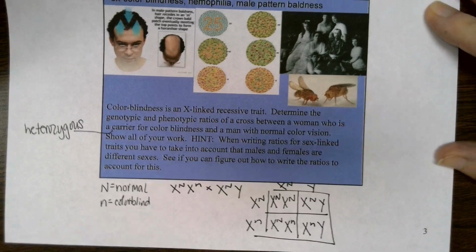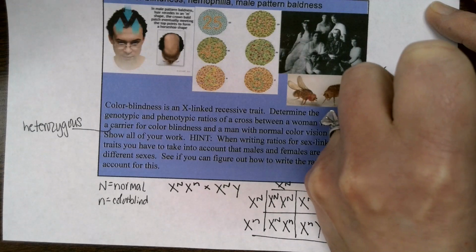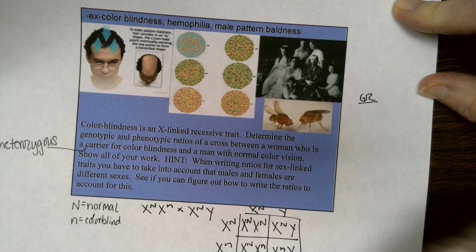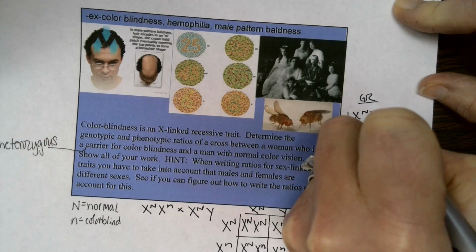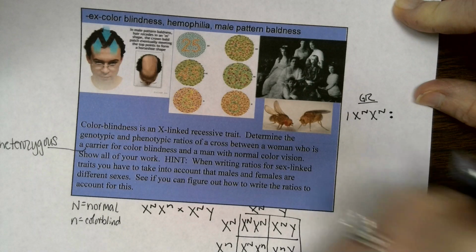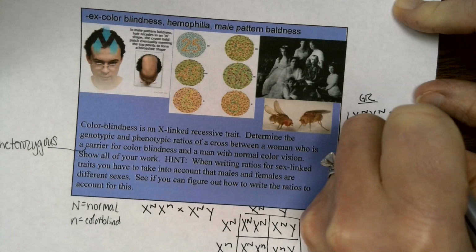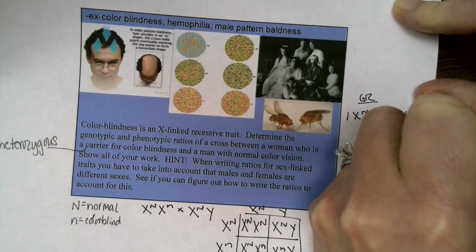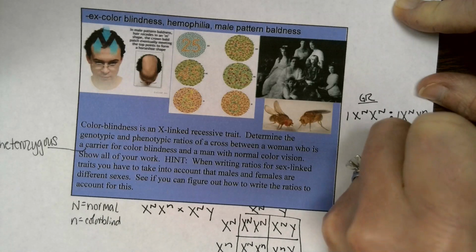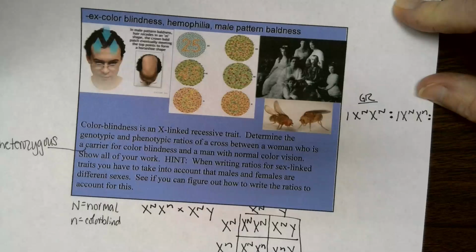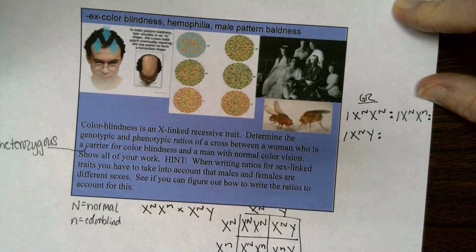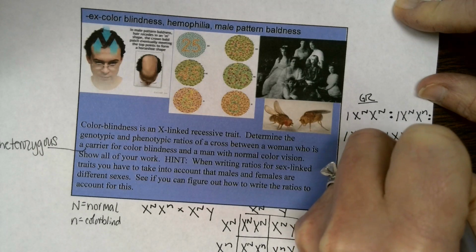So from a genotypic ratio standpoint, and I'm going to have to write these because I'm running out of room, we're going to have one female that's homozygous dominant, to one female that's heterozygous, to one male with a dominant allele, to one male with a recessive allele. Pretend this is all on one line.